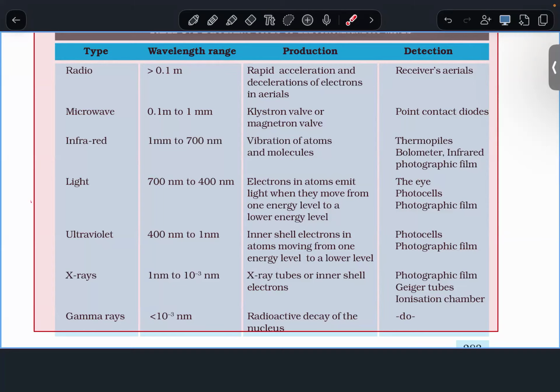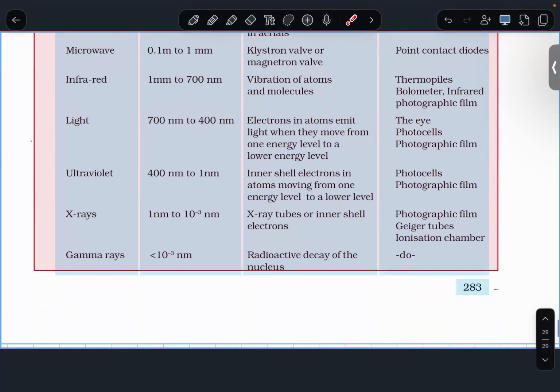UV: also atomic source, but the effect is needed at the first orbit, n equal to 1. Inner shell electrons in atoms moving from one energy level to a lower energy level. Detection by photocells and photographic film. X-rays: X-ray tubes; detection by photographic film, Geiger tubes, ionization chamber. X-rays and gamma rays have mostly the same detection. Source is mostly radioactive nuclear reactions. This is NCERT information.